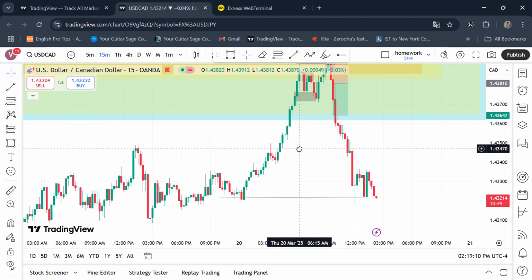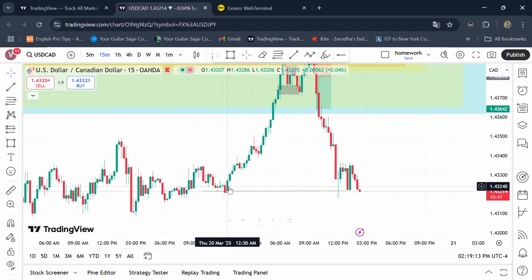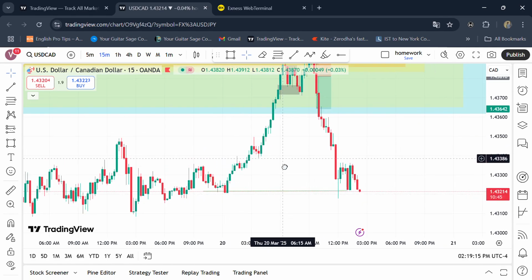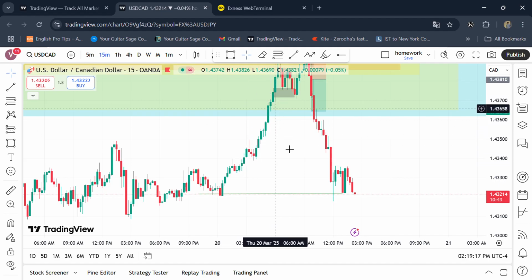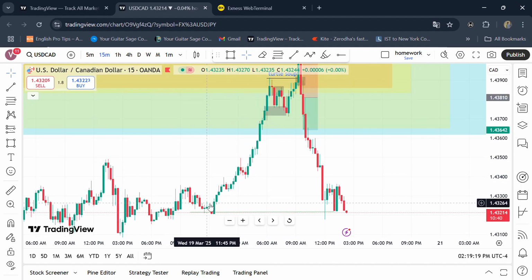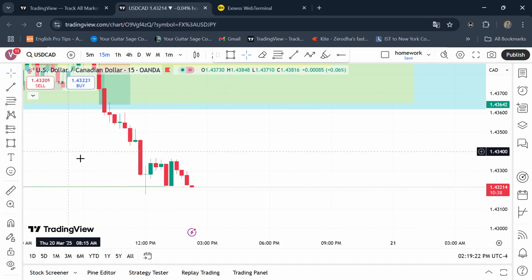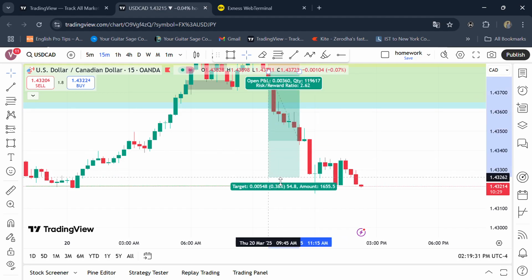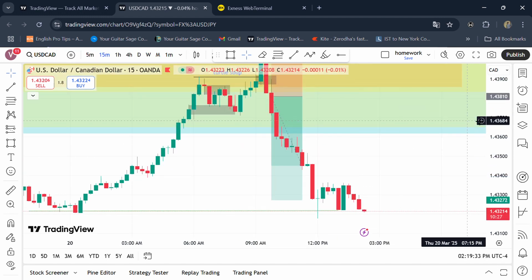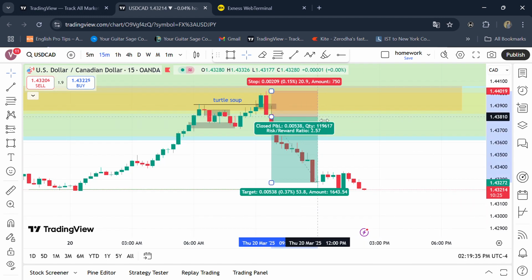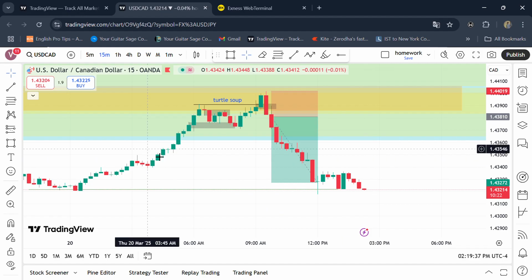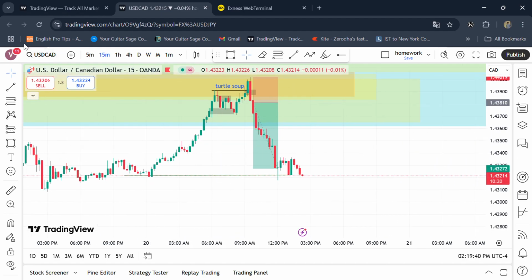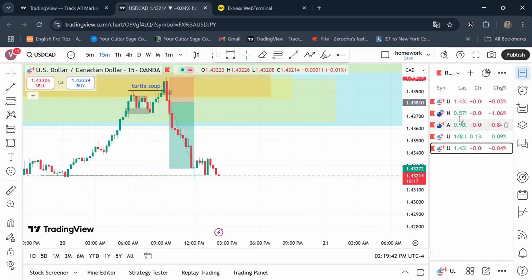On 15 minutes time frame also, you will see this is the swing here. The rest of the entire part is low resistance liquidity. And as you can see, price has perfectly taken a rejection from here. I exited in this candle. So this was my trade. This was one trade in USDCAD.